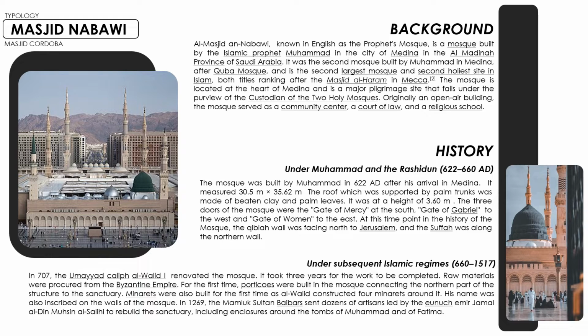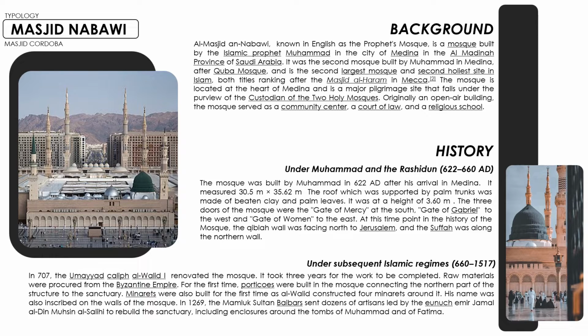The first timeline is under Muhammad and the Rashidun. The mosque was built by Muhammad in 622 AD after his arrival in Medina. The roof, which was supported by palm trunks, was made of beaten clay and palm leaves. It was at a height of 3.6 meters. The three doors of the mosque were the Gate of Mercy at the south, Gate of Gabriel to the west, and Gate of Women to the east.